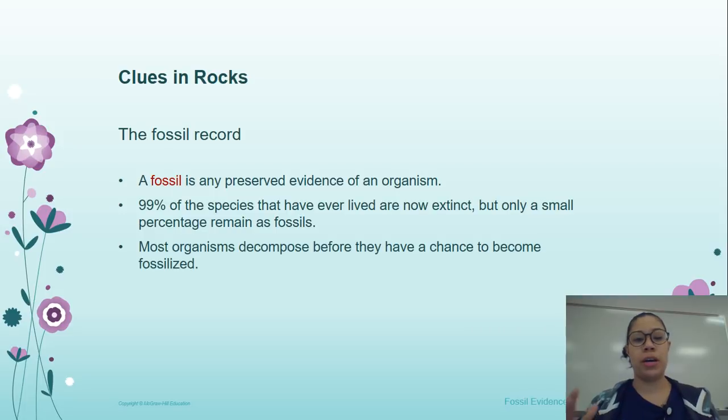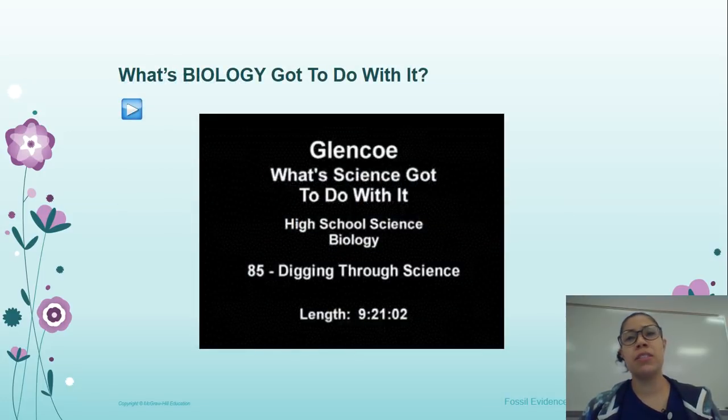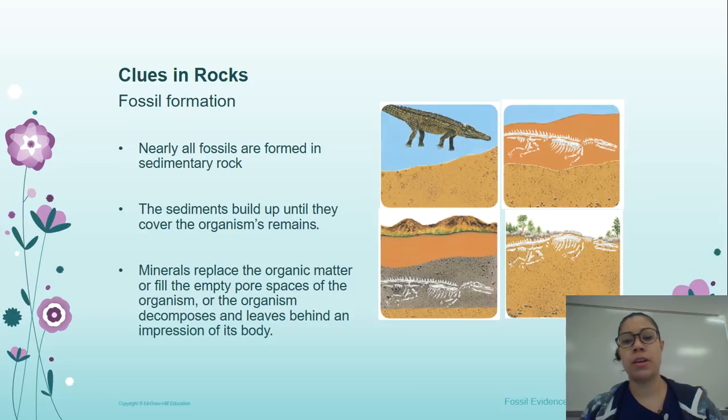So let's talk about what a fossil is and how we get the fossil record. A fossil is a preserved organism. So it's preserved in sediment. At this point in history, about 99% of all species that have ever existed are extinct. But we've only seen a very small percentage of them because most organisms do not get fossilized. We see very, very few organisms being fossilized. That's because most of the time they decompose before they're able to be fossilized.